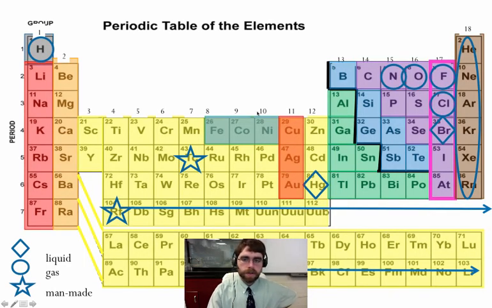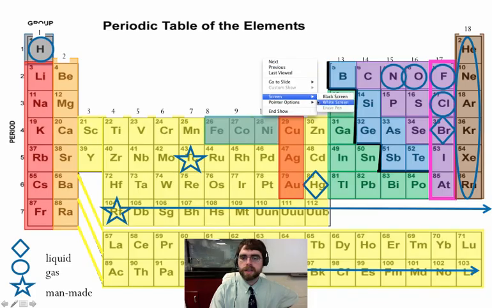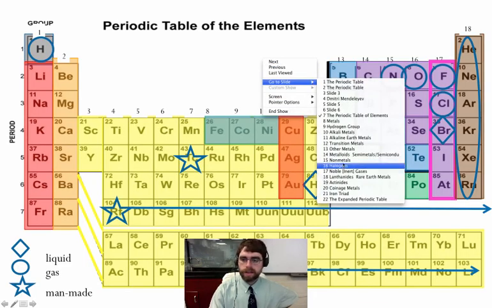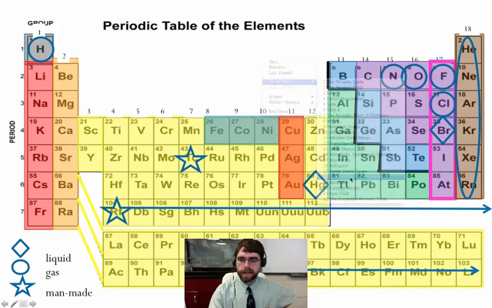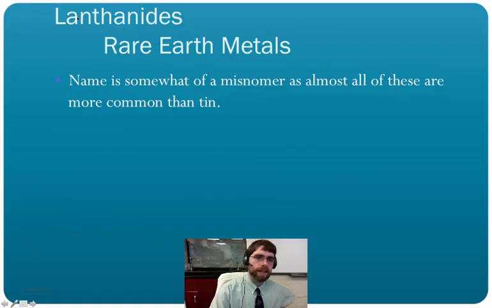One last thing, the bottom two rows here, you'll want to label them. They are known as the lanthanide series and the actinide series, or lanthanides and actinides. The lanthanides are also known as rare earth metals, although the name's somewhat a misnomer because all of them are more common than tin. They were hard to extract and they weren't very common when they were first discovered, and so it took us a while to realize that they weren't rare. But most of them are more common than tin, and tin's a fairly common metal on Earth. They are expensive because they're hard to extract, but there are lots of great uses of the lanthanides.